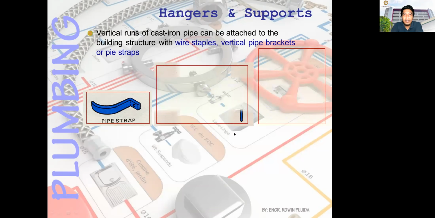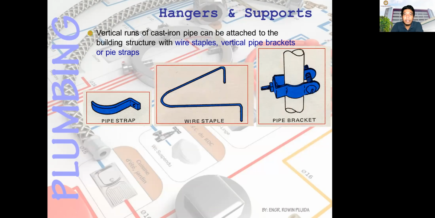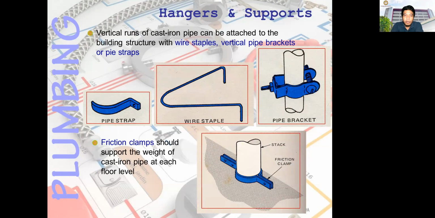Vertical runs of cast iron pipes can be attached to the building structure with wire staples, vertical pipe brackets, or pipe traps. Friction clamps should support the weight of the cast iron pipe at each floor level. But it depends on the situation in the area. So maybe if the building height is less than 3 meters, there is no need to have clamps.